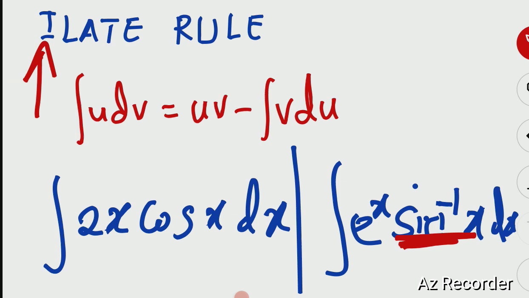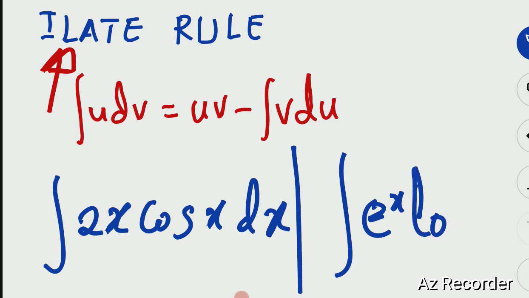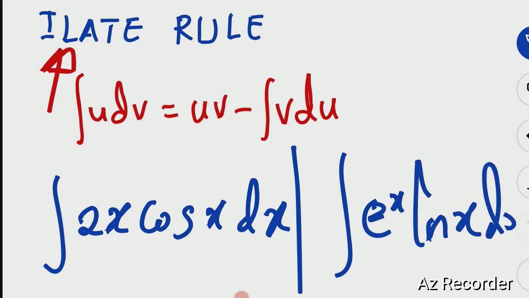Now the next one we have here is L. What does L stand for? L stands for logarithmic. For example, let me give an example in this case. For logarithmic, if you have the integral of e to the x ln of x, with respect to x, of course.